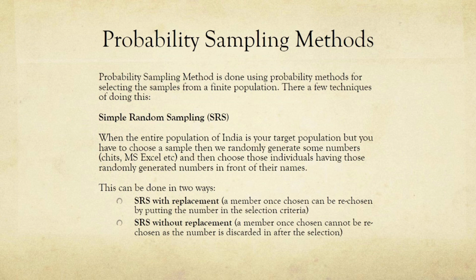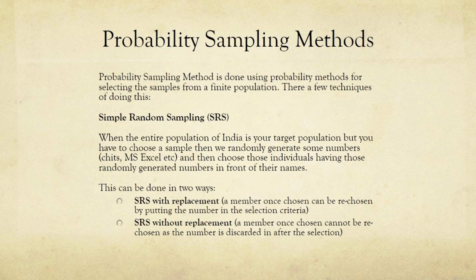It's similar to what you've studied in school, in probability, when you select a few balls from a pot. So you randomly choose those balls. This is exactly what random sampling, simple random sampling, is. You can do it with replacement, you can do it without replacement.